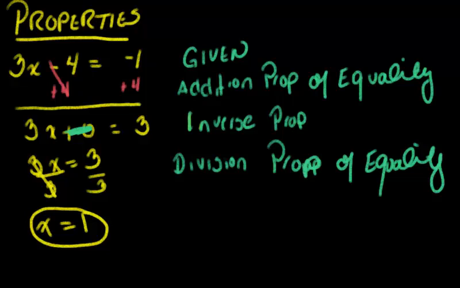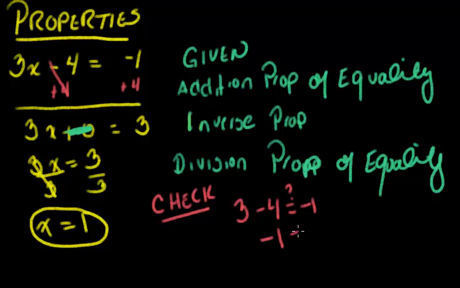And of course, you would always check. So I'll squeeze it in here. Check. So 3 times 1, we're just going to write here 3. 3 minus 4 equals negative 1. You can put a question mark. Is that true? Yes, negative 1 equals negative 1. So you solved that right. So that's you doing a two-step equation, just using the properties as shown.